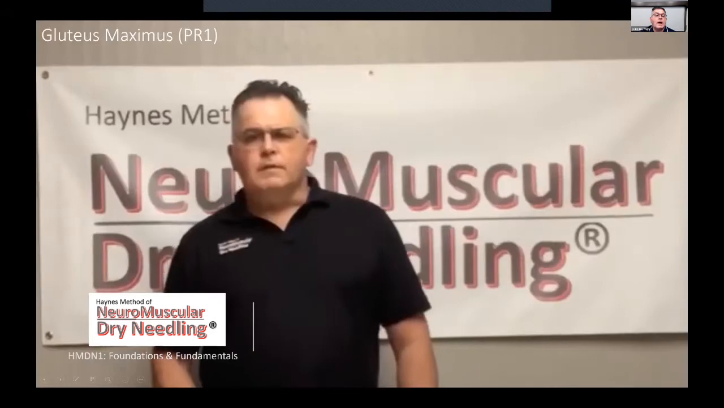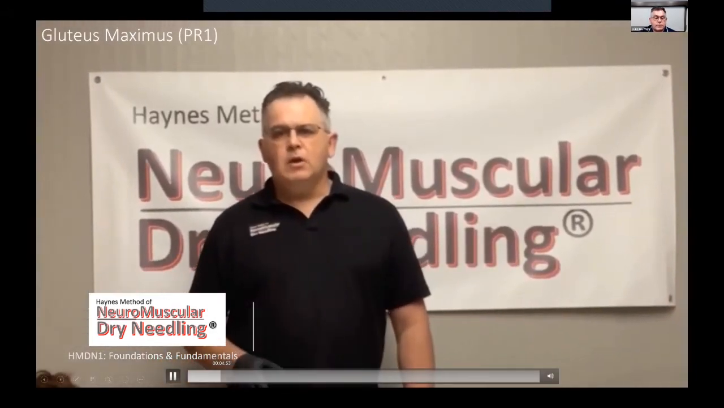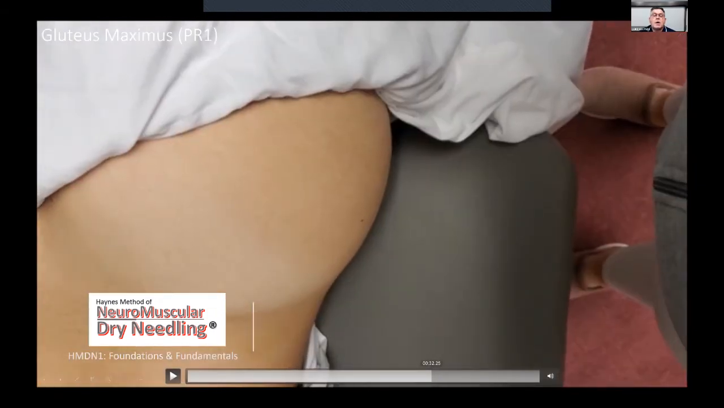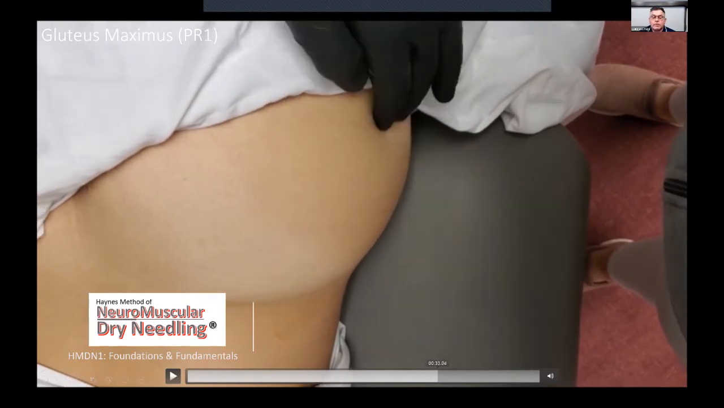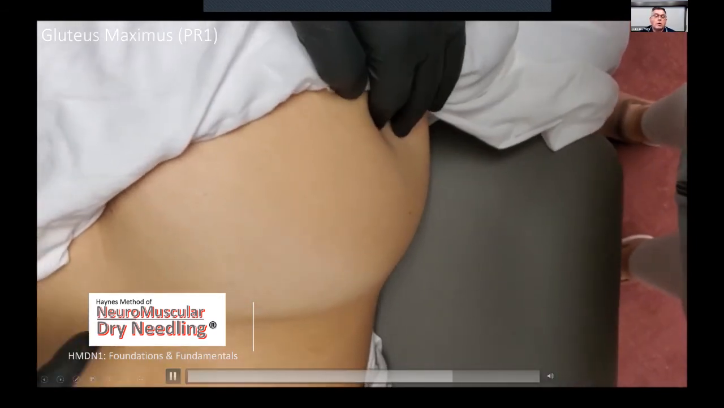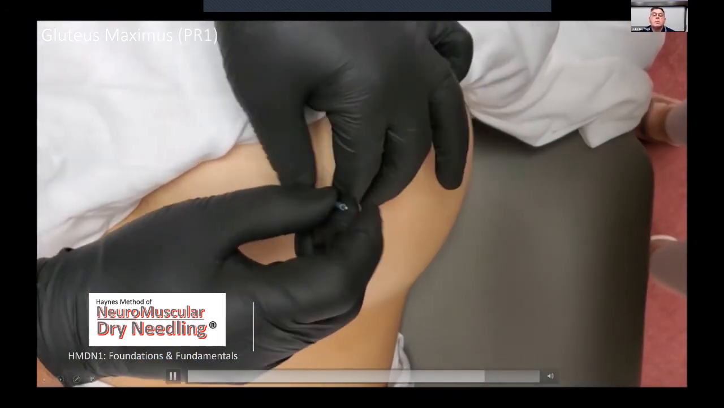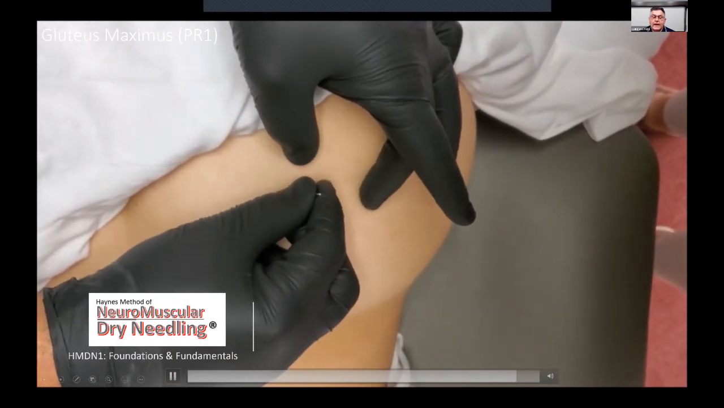So let's look at our treatment. I'm going to advance through a little bit. So glute max, we locate the superior aspect of the greater trochanter, which we've done here. We'll find the PSIS. Then at the midpoint of a connecting line, we will needle posterior to anterior into glute max.